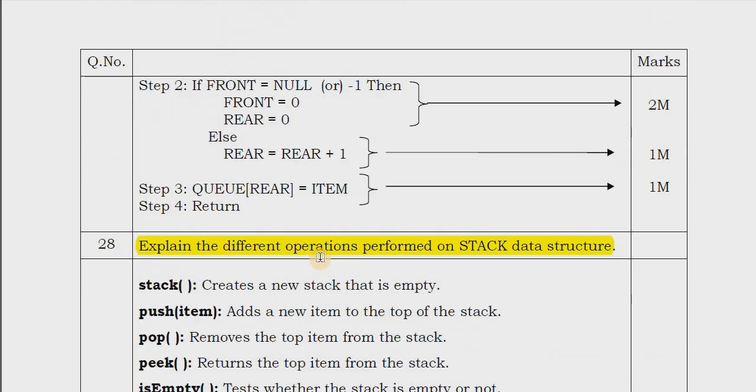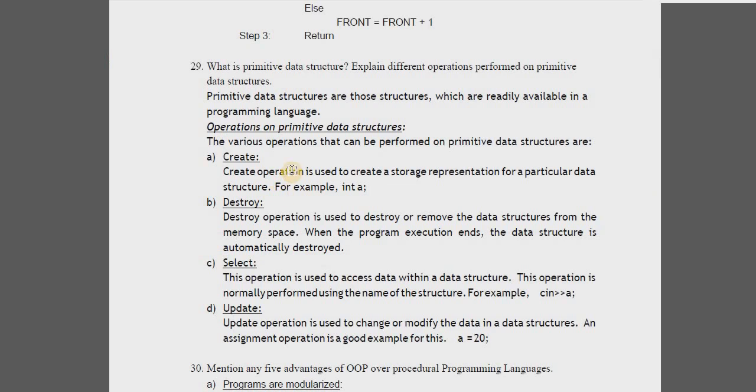Like this, a question will come in another question paper, I think March 2019. Here: what is primitive data structure? Explain different operations on primitive data structure. We have just seen this. You have to write the definition of primitive data structure, and you have to write the operations: create, destroy, select, and update. Four operations.